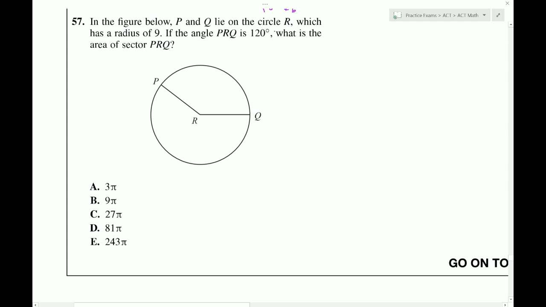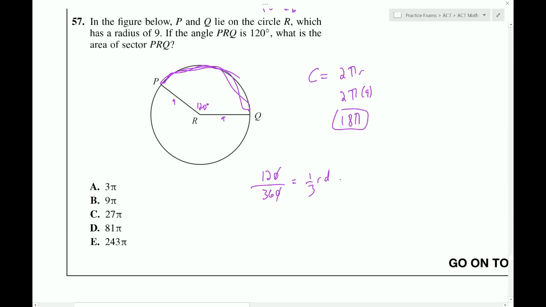In the figure below, P and Q lie on the circle, which has a radius of 9. So these are both length 9. If the angle is 120 degrees, what is the area of the sector? Okay. So the first thing I would do is find the circumference, which is 2 pi radius. So 2 pi 9, so 18 pi. And then I realize that I'm dealing with 120 degrees out of 360. So this reduces to 1/3. Okay. So I'm dealing with 1/3 of the circle. So I take 1/3 of the circumference. That gives me 6 pi.